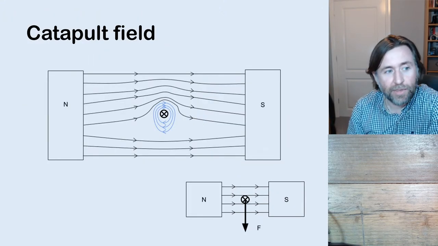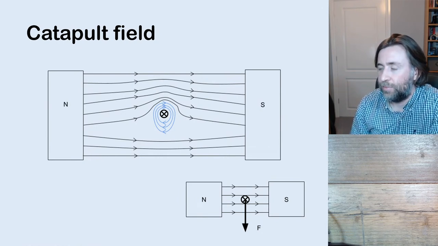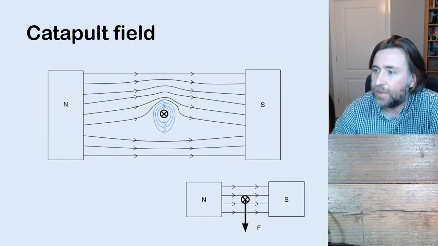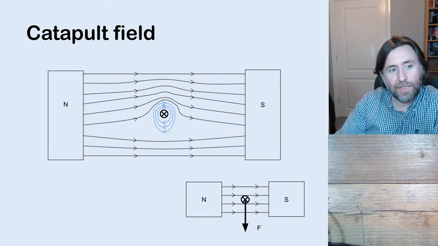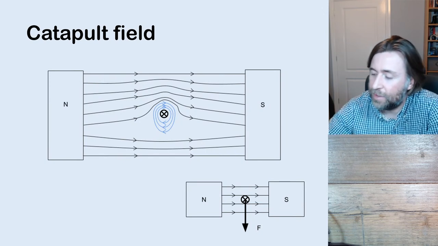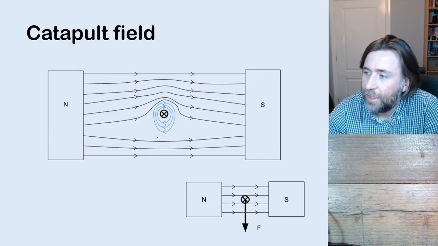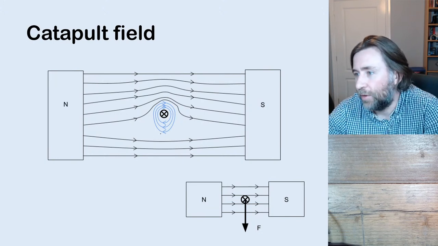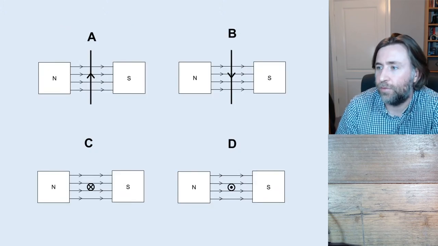Now if you were asked to explain this, one common way to explain why this works is the idea of a catapult field. If you can imagine having the permanent field here from north to south, they're the black lines, and that's interacting, remember overlapping fields causes a force, with the field around the current carrying wire. You can see, I hope, the fields are in the same direction on top, opposite direction underneath. So you're getting a stronger magnetic field above and a weaker field below. And that's causing this repulsion, this overall force downwards.